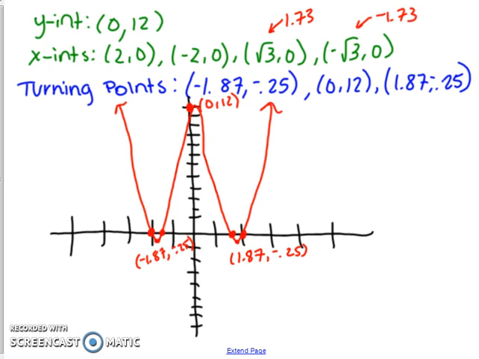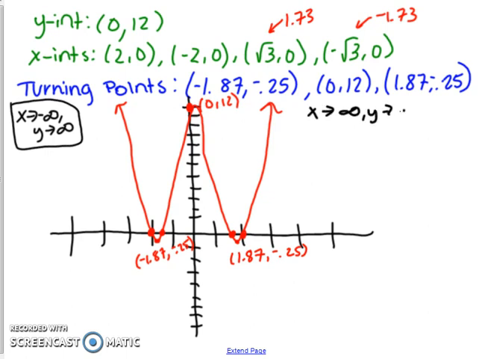So now we have our end behavior. So on this end, x is negative infinity, y is positive infinity. On this end, x is positive infinity and y is positive infinity.